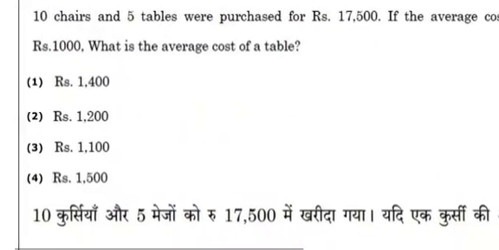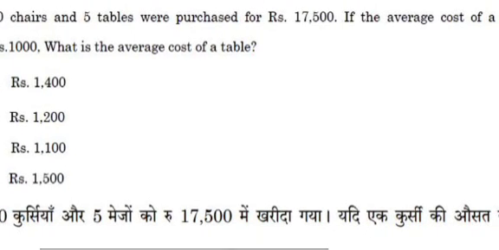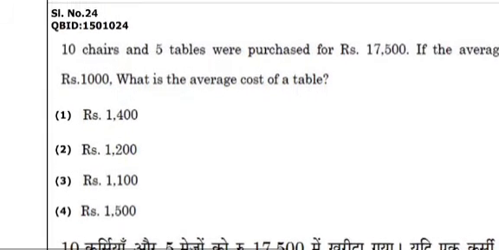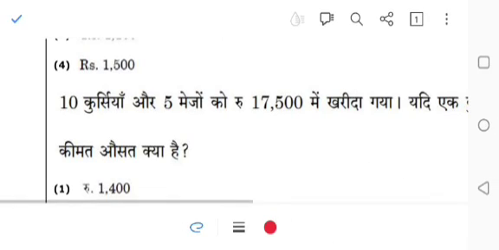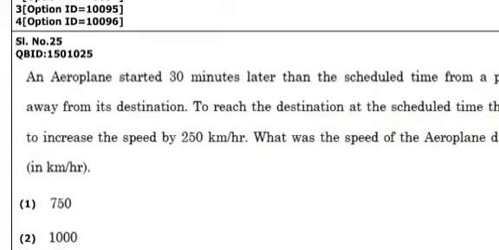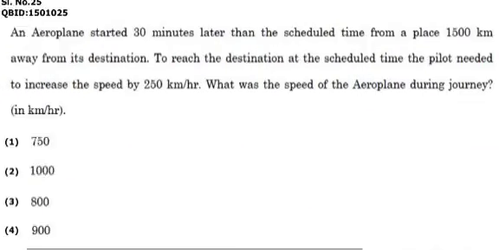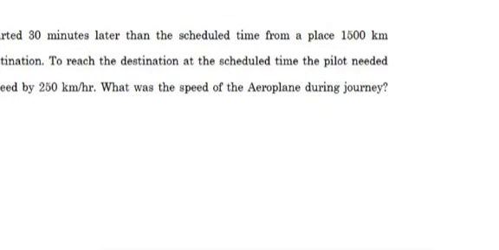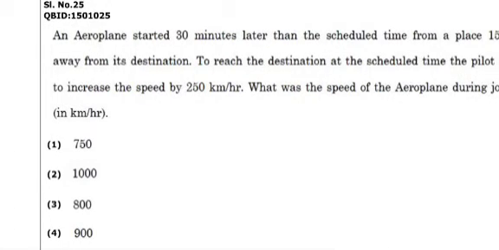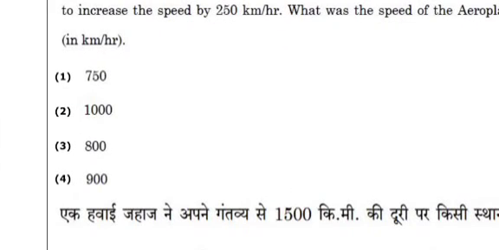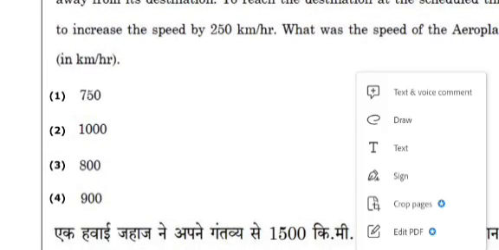Then 24. 10 chairs and 5 tables were purchased for ₹17,500. If the average cost of a chair is ₹1,000, what is the average cost of a table? Options: 1400, 1200, 1100, 1500. The correct answer will be ₹1,500. 25. An aeroplane started 30 minutes later than the scheduled time from a place 1500 kilometers away from its destination. To reach the destination at the scheduled time, the pilot needed to increase the speed by 250 km per hour. What was the speed of the aeroplane during the journey? Options: 750 km per hour, 1800, 900. The correct option will be 1000 km per hour.